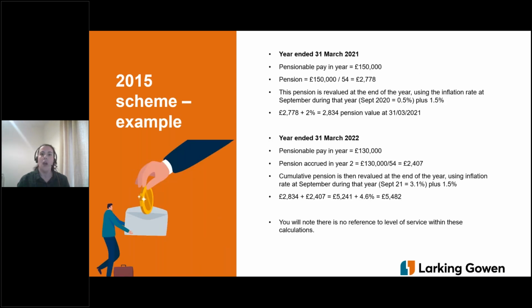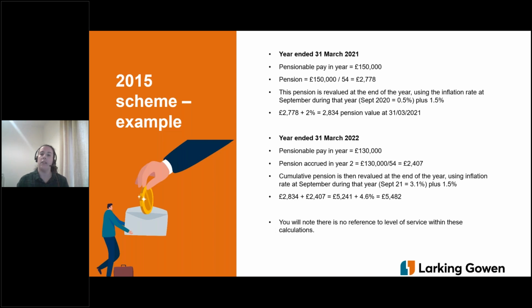So, example. For this purpose, we've assumed this doctor went in, 2021 was their first year. Very simplified terms, may not have been accurate. So they have pensionable pay of £150,000. So the accrual rate is a 54th. So we take that 150,000, we divide it by 54. So the pension they've earned in that year, £2,778.